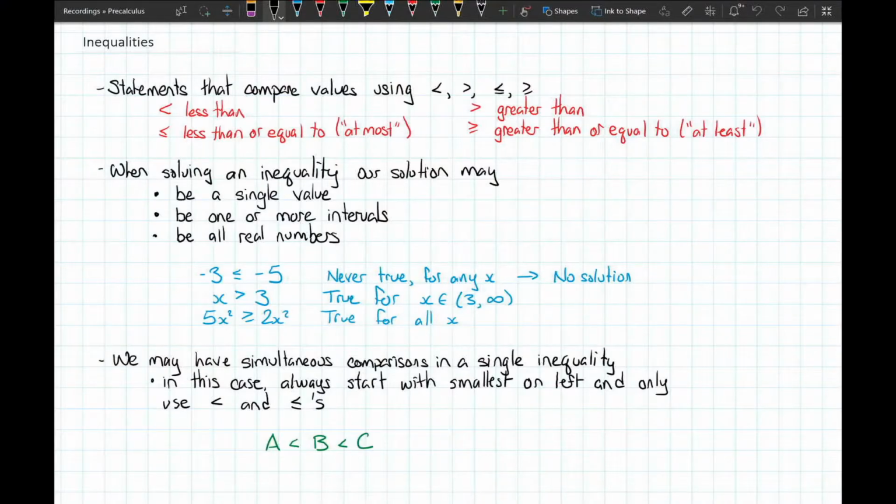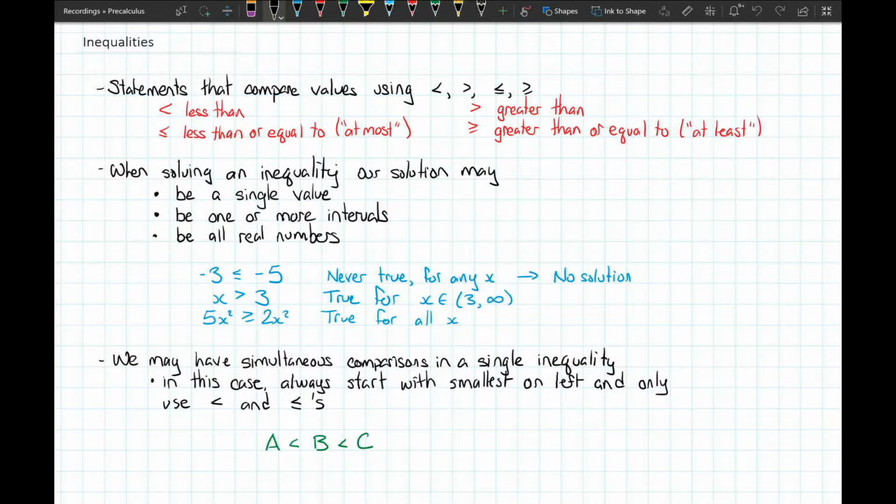An inequality is similar in some ways to an equation, except that instead of having two values be equal, we are comparing them. One value may be less than another. So we're going to be using less than, greater than, less than or equal to, or greater than or equal to.